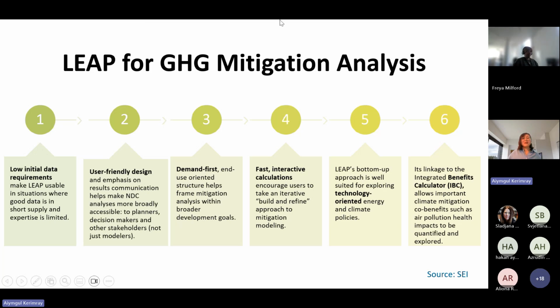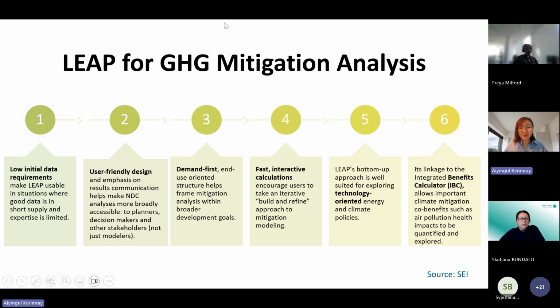The structure of the model is that the user has to provide demand first, and then it calculates the supply side. So it follows an energy balance approach. Its calculations are fast and interactive. It is a bottom-up model, so it has a very detailed representation of the technologies, and also many climate mitigation co-benefits can be modeled with this. For example, air pollution, health impacts from air pollution, mortality, morbidity from air pollution, and other climate impacts can be modeled. So not only GHG mitigation analysis can be done, but many things beyond that.